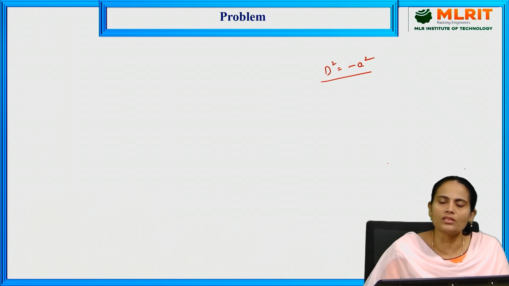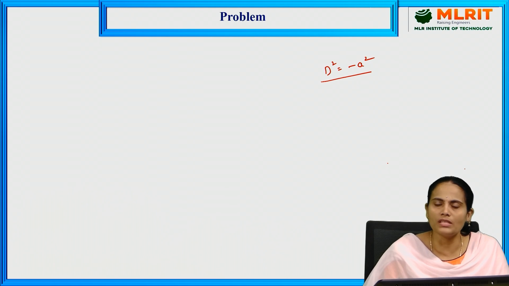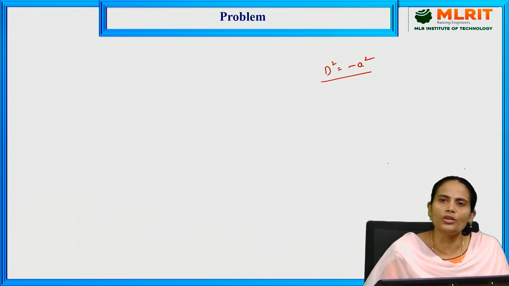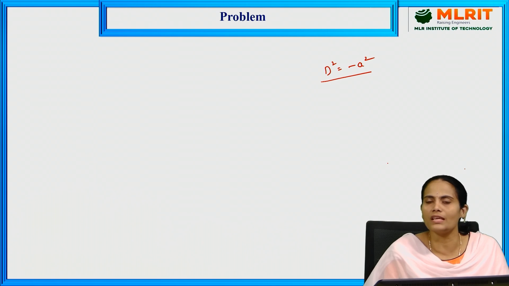In the next session we will discuss type 3 of the yp. Yp is nothing but the particular integral. Type 3 is a polynomial, that is x to the power k. If it is x to the power k, how can we find the particular integral? We will see in the next session.